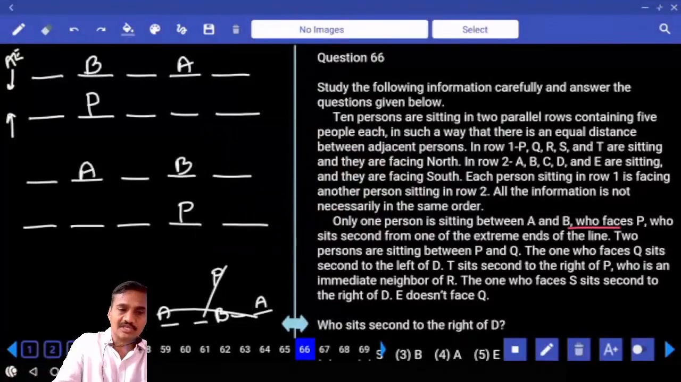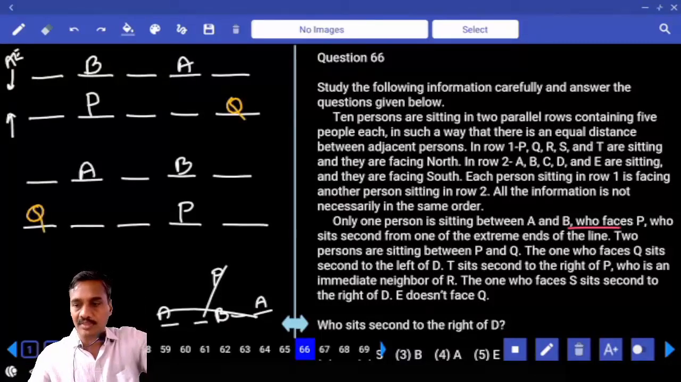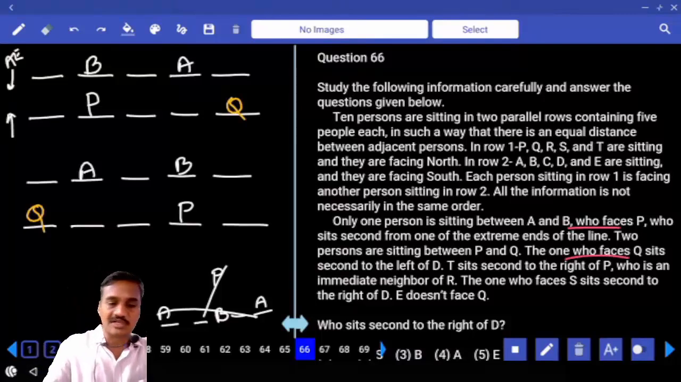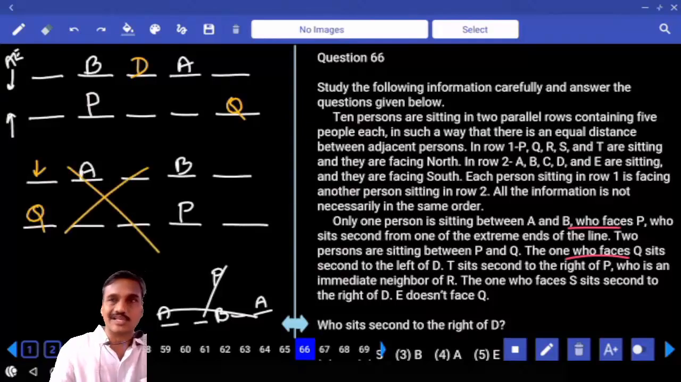And there are exactly two persons in between P and Q. The one who faces Q sits second to the left of D. In this case, the one who faces Q cannot be second to the left of D because that position is at the left end. Hence, we are left with only one possibility.